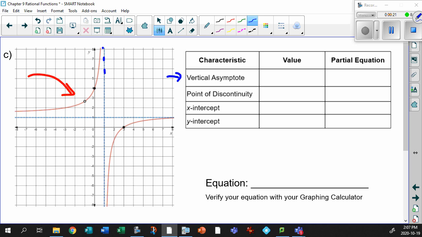Look. Goes right through 1. So the x value is x equals 1. Of course, the partial equation is x minus 1. Point of discontinuity. Let's take a look at that right now.